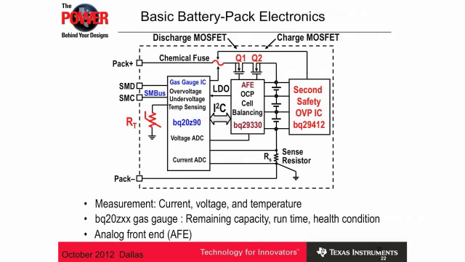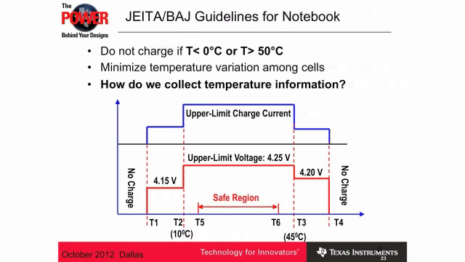And this is something relatively new in safety. It's the Japan Electronic Industry Trade Association, JETA, where they have found that batteries are safer if you reduce both voltage and current when you're cold, and then again when you're hot. As long as you're in this safe region, which is typically between 10 and 45 degrees, then you can go ahead and use full voltage, full current. Now, that was only applicable in Japan, but I've heard that China may be adopting this policy also.